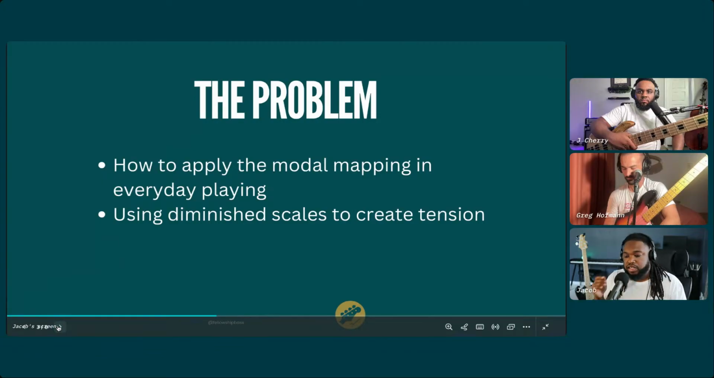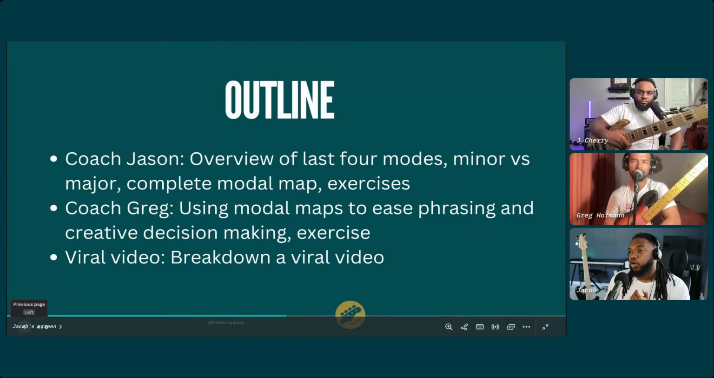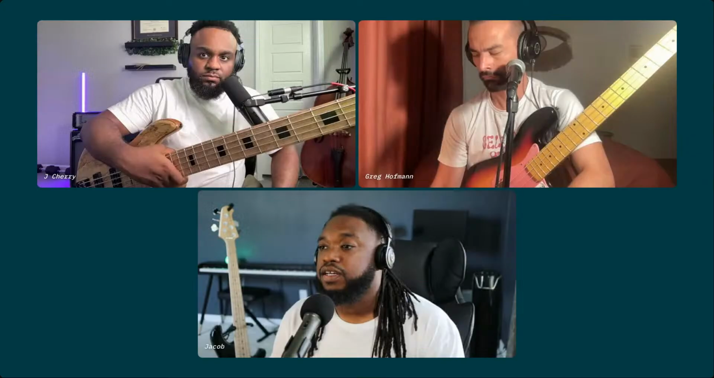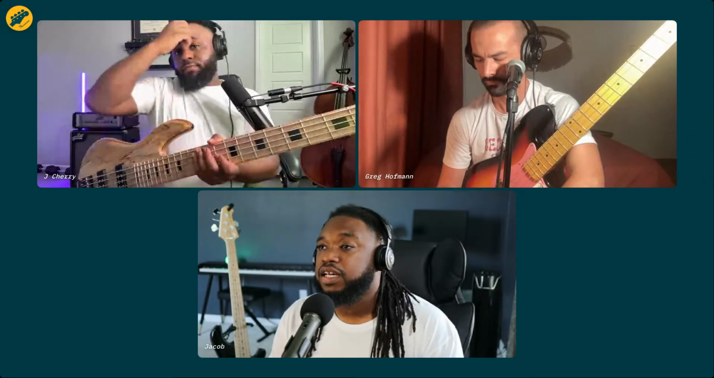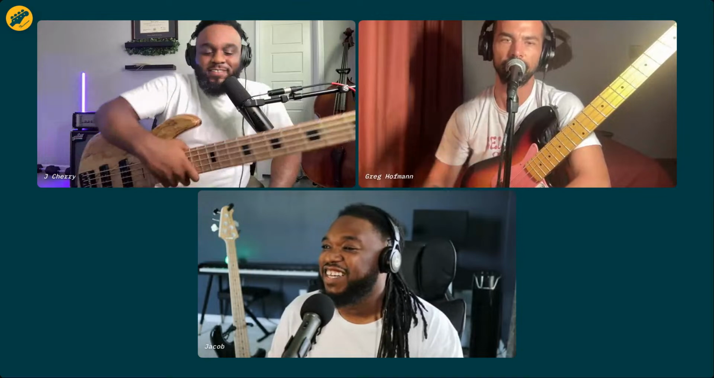These are some of the problems that we're solving today: how to apply the modal map in everyday playing, and using diminished scales to create tension. And this is just our outline. Both Coach Jason and Coach Greg will go over modal mapping and some of our diminished stuff here. And then we'll play the video after. So, how you doing, Coach Jason? I'm doing great. Glad to be here. Welcome, everyone. Good to see y'all again.